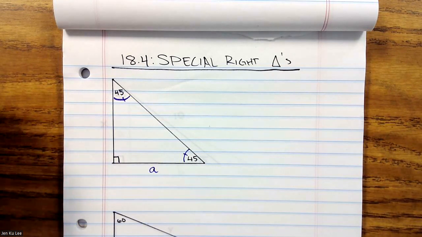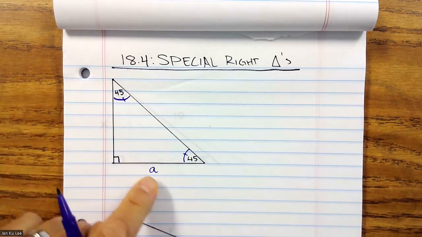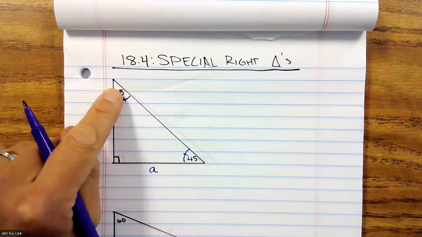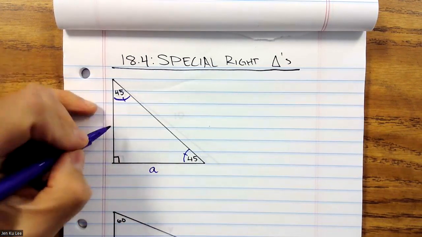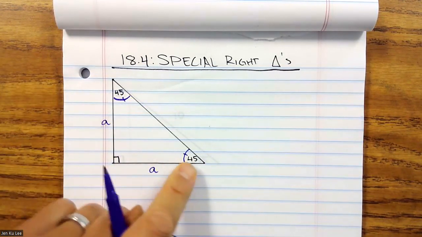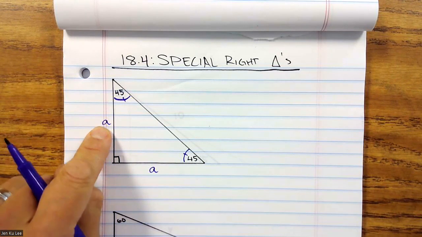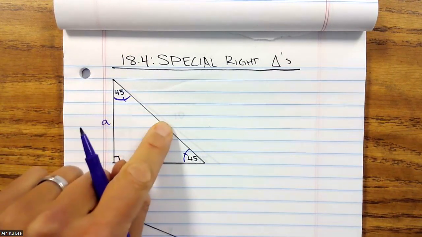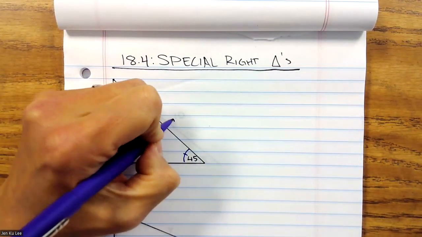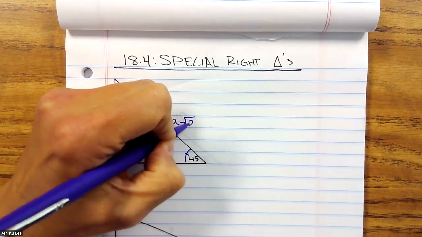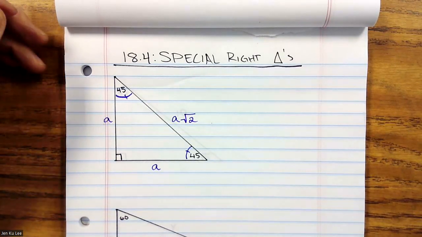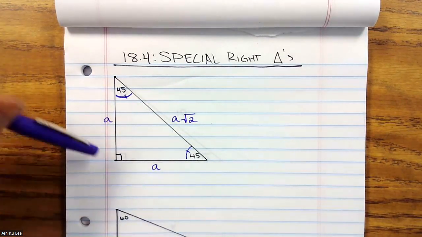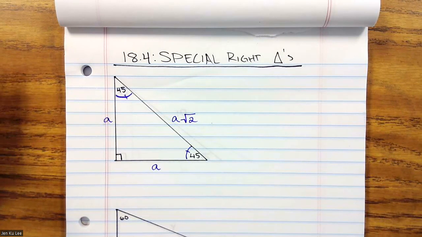A as in apple. So if this side here across the 45-degree angle is A, the other side is also A, across the 45-degree angle. And across the 90-degree angle, it's always going to be A square root of 2. That's always going to be your ratio of the sides. A rad 2, A square root of 2.